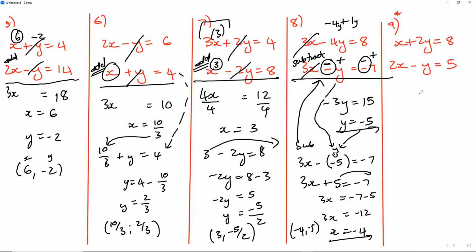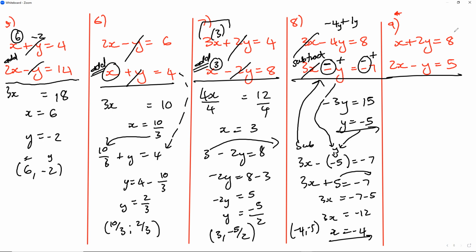For the last one, what I have over here is a bit more trickier than the others, because this one is not just adding and subtracting. Because if I add it, I get 3x, I get y, and I get 13. If I subtract it, I get negative x plus 3y equals 3. So that's still pointless. So I can't add this one and I can't subtract this one.